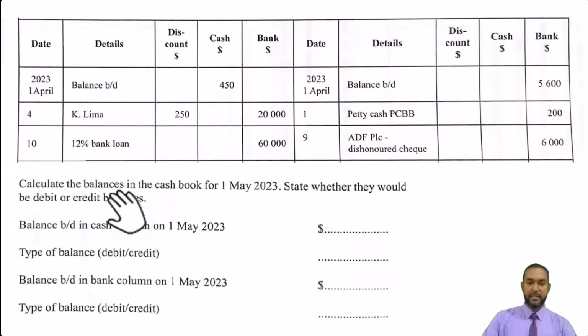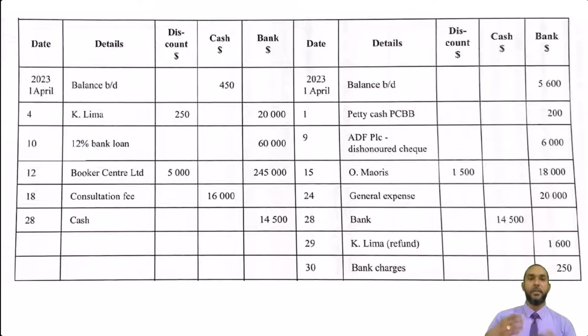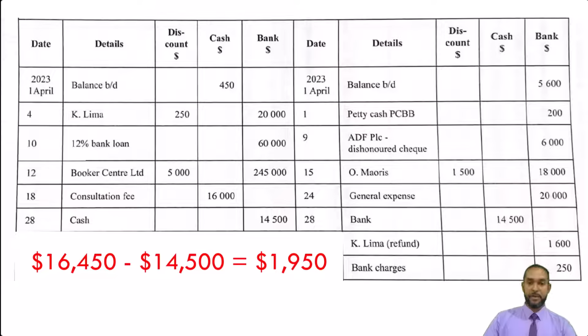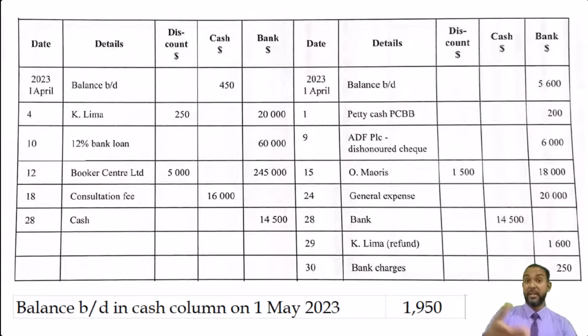And the last part, calculate the balances in the cash book from 1st of May 2023. State whether they would be debit or credit balances. So the balance brought down in the cash column on 1st of May 2023. Okay, so to find this out, again, think of your cash book as like a wallet, right? On the debit side, you have money coming in. On the credit side, you have money going out. So look, you started off with 450, you got 16,000 more. So you have 16,450, and then you transferred 14,500 of that to the bank account. So all you have to do is subtract, right? 16,450 minus the 14,500, that's going to give us 1,950. Long story short, that's how much money you have left in the cash, right?